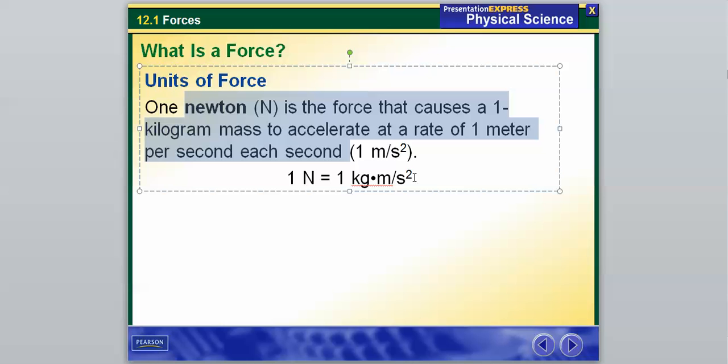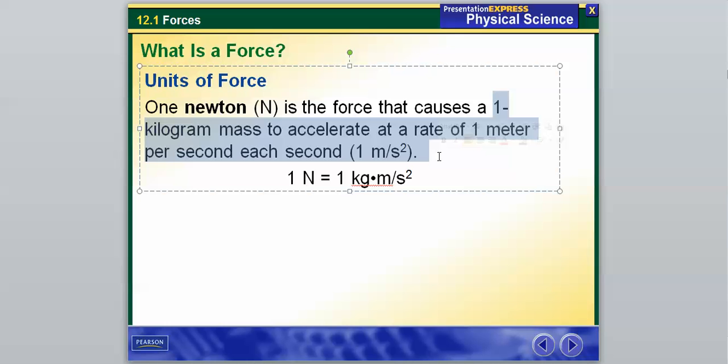That sounds a little bit confusing, but we measure force and basically how much it actually takes to move a 1 kilogram mass. So this is like our baseline. The 1 kilogram mass is our baseline, and our Newton is measured on how much force it takes to accelerate that at 1 meter per second each second. That'll make more sense as we go on when we actually work with some problems in determining force.